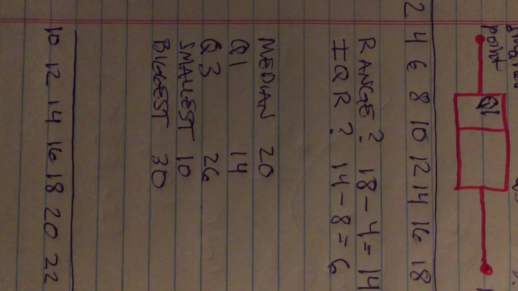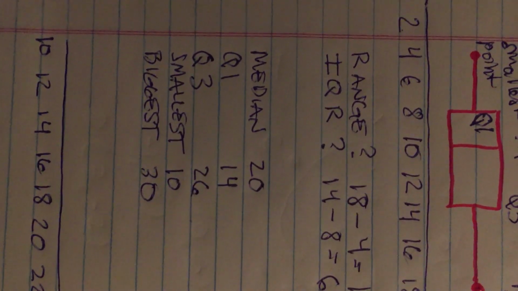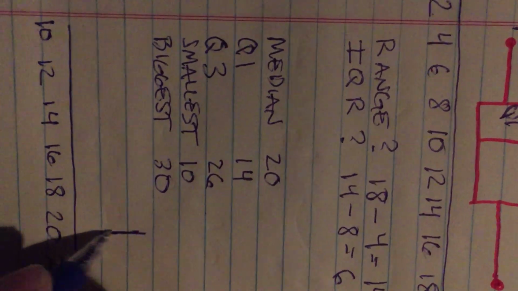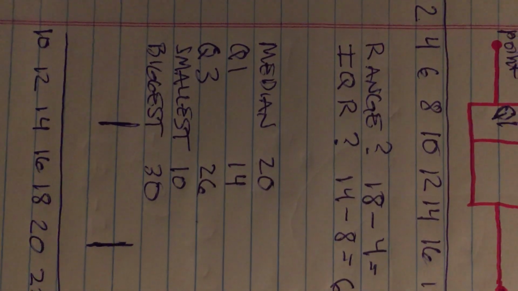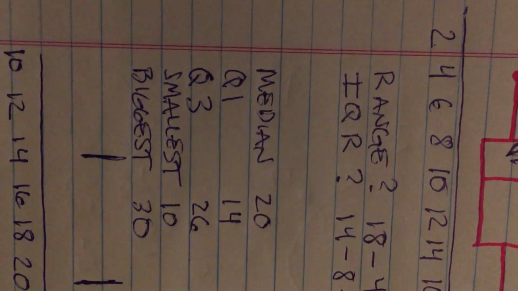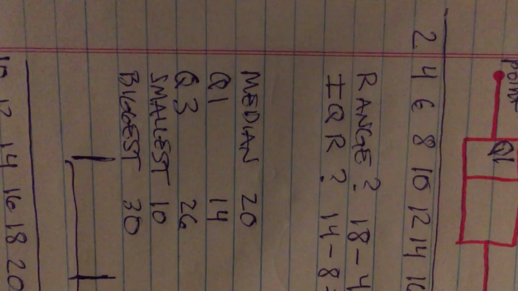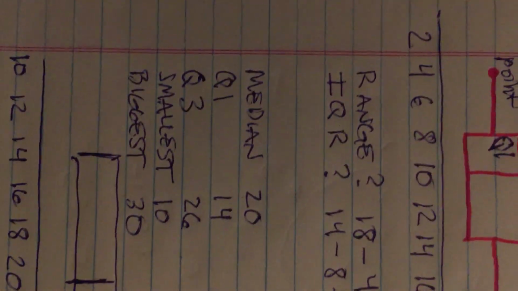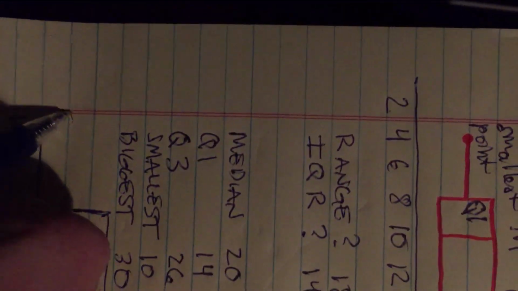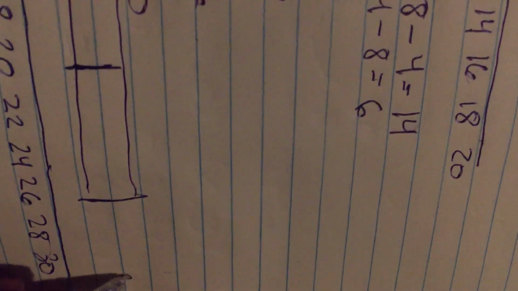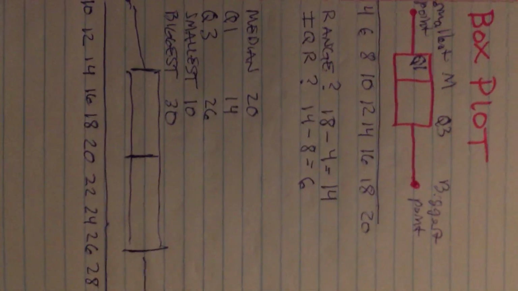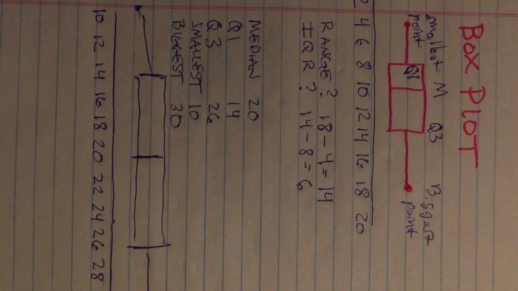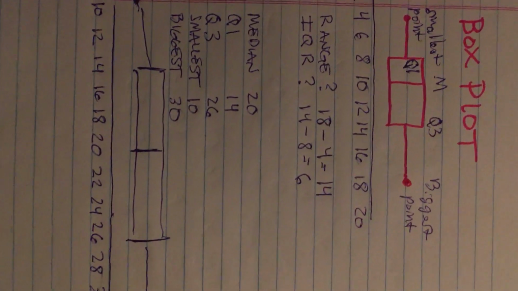They're telling me 5 numbers. That's all I need to make a box plot. So the median is going to be at 20. The Q1 is at 14. Q3 is at 26, way over here. That's now my box. Okay? Then my lowest point 10, biggest point 30. Some people call this box and whisker plot because those look like whiskers. Okay? There you go. That's box plot in a nutshell.